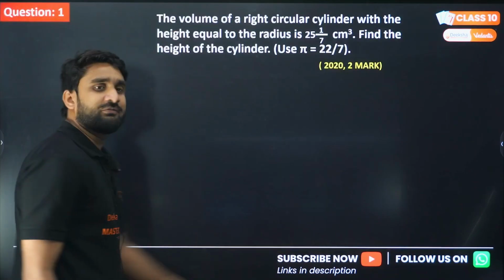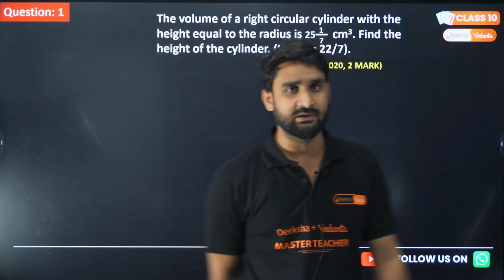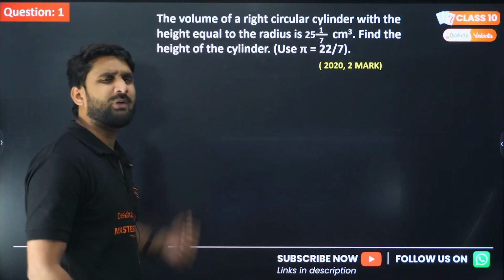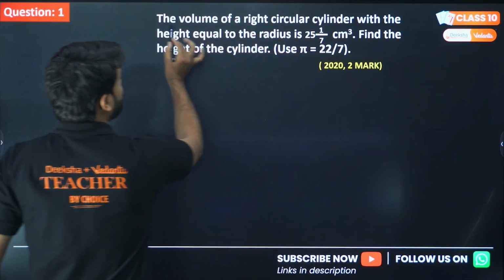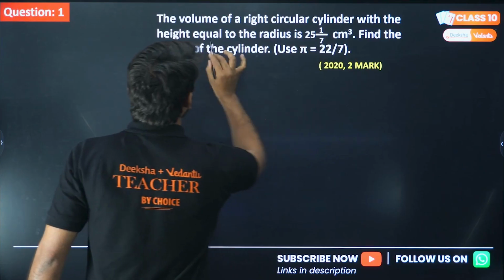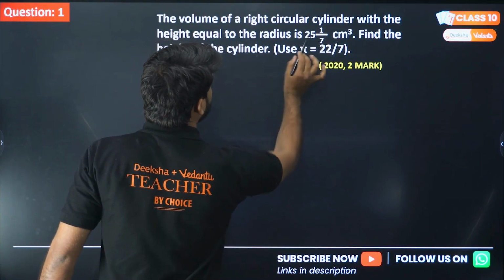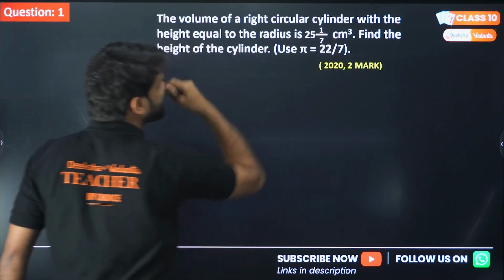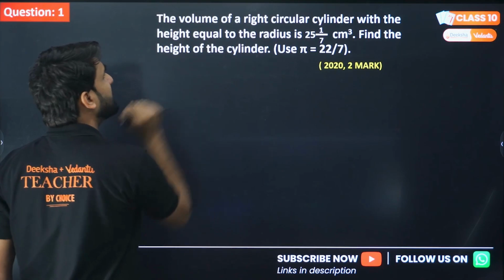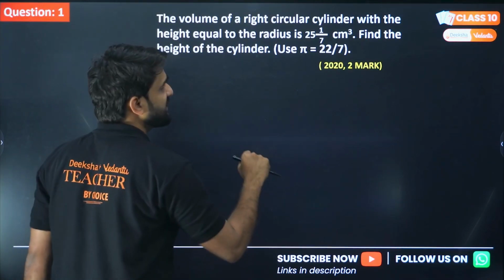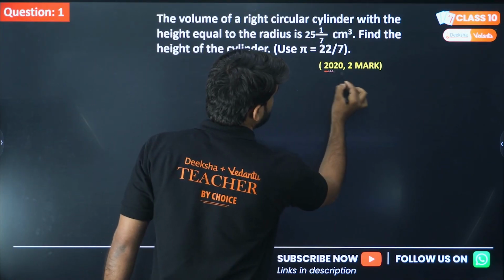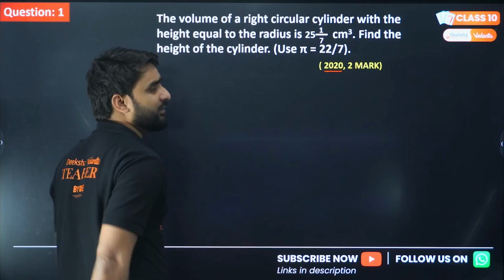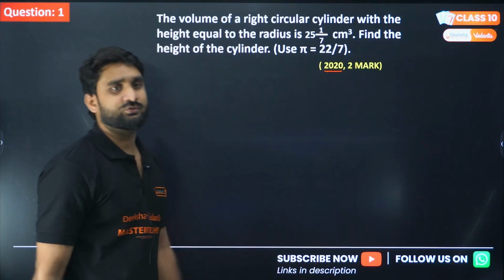Okay, let's move to the very first question. Look at the question. The volume of a right circular cylinder with height equal to the radius is 25 whole 1 by 7 centimeter cube. Find the height of the cylinder. This question was asked by the board in the year 2020 in the category of 2 marks.